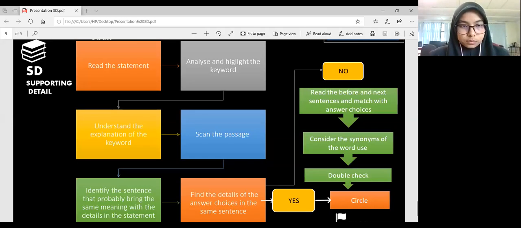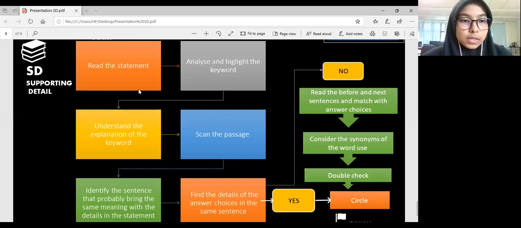So how do we actually identify the supporting details question? When we read the statement or the question given, we need to identify a word like because, or if there is any missing information in the statement. So without further ado, I will share with you my SOP for supporting details. So this is my SOP for supporting details.